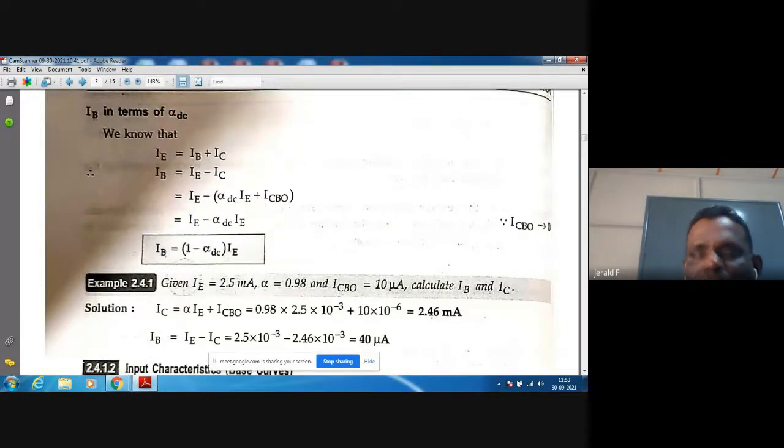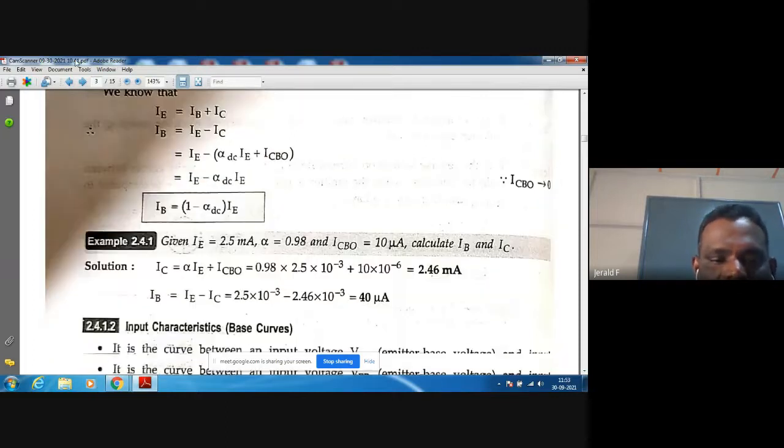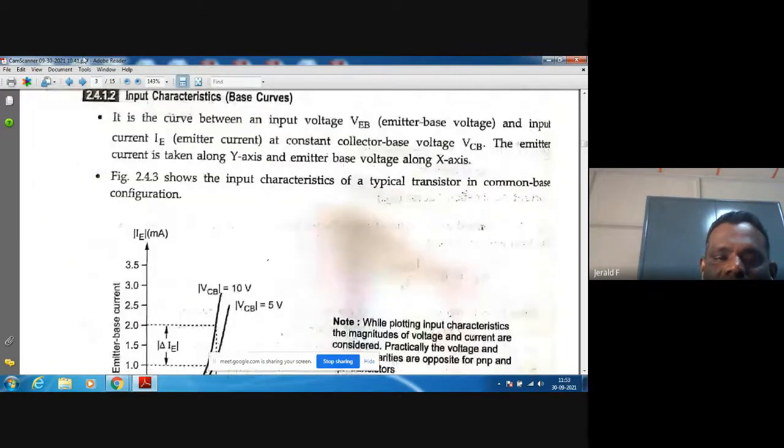So from this we can measure and calculate different parameters. The IB current, IC current, as well as the IE current are very important. And next goes to characteristics.